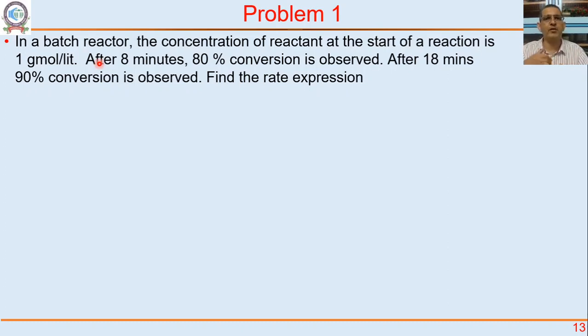So in a batch reactor, concentration of the reactant at the start of a reaction is 1 gram mole per liter. After 8 minutes, 80% conversion is obtained. After 80 minutes, 90% conversion is observed. Find rate expression. Right? Let's assume that it is isothermal right now, like your undergraduate. So these examples are essentially from your undergraduate course. Pause the video, do them for yourself. Discuss with your classmates if you want.